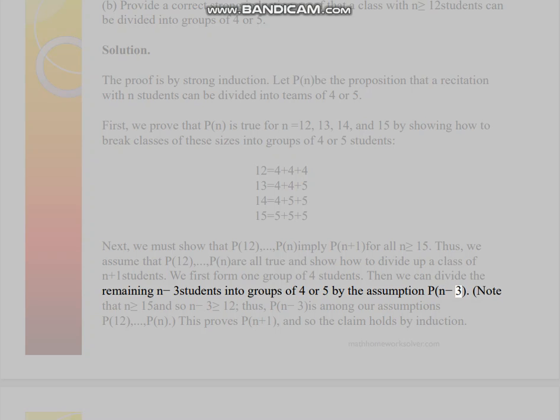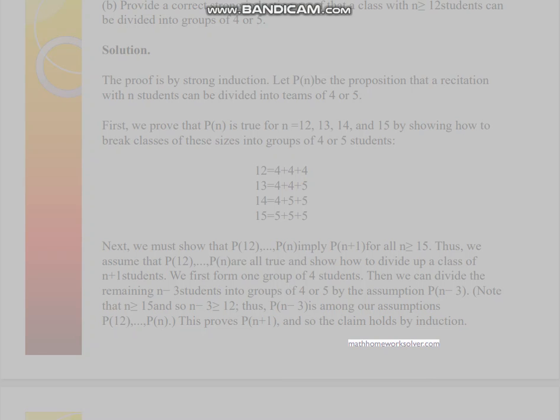Note that n greater than or equal to 15 and so n minus 3 is greater than or equal to 12. Thus, P(n-3) is among our assumptions P(12) through P(n). This proves P(n+1), and so the claim holds by induction.